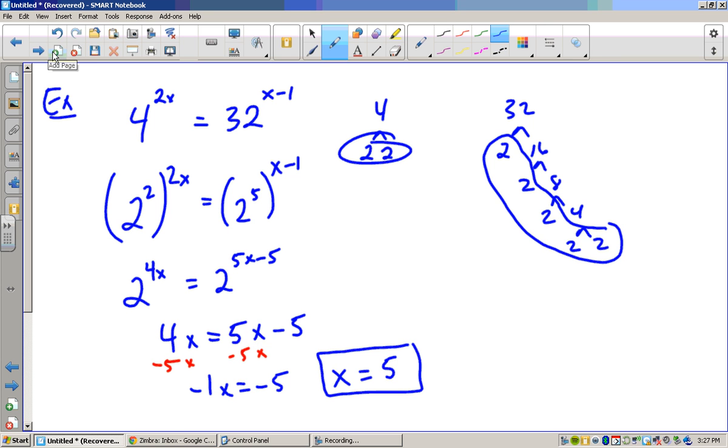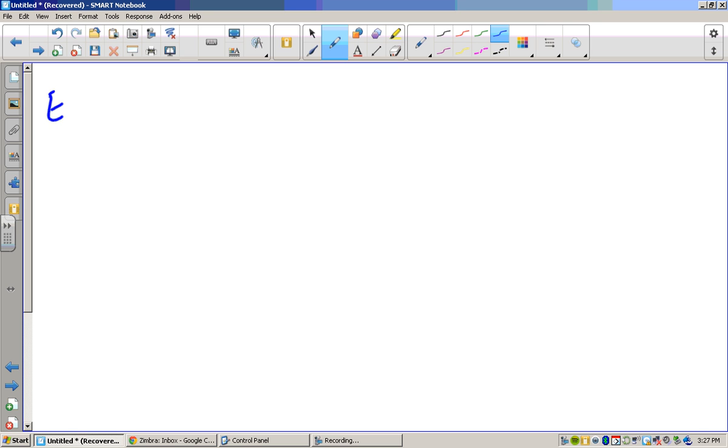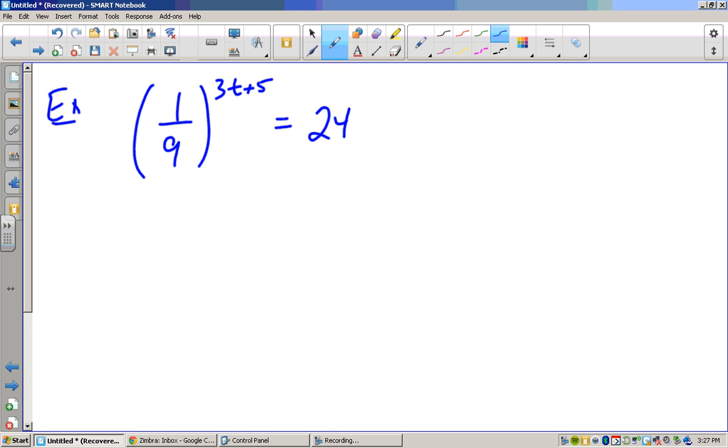Okay, let's deal with one final example here. What happens if we have fractions involved? If you remember that third little bullet point there, remember when fractions are involved, it's usually negative exponents. So let's just deal with that. 1/9 to the power of 3t plus 5 will equal 243 to the power of t minus 6.